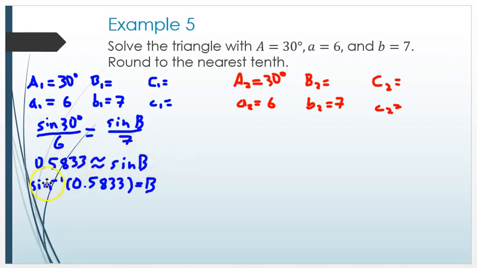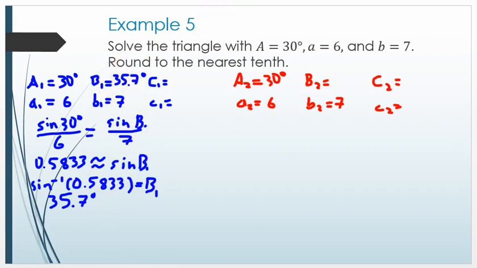So then you need to take sine inverse of that number in your calculator. So hit sine inverse of the previous answer using that ANS key. I got 35.7 degrees for angle B. Now remember, this is just angle B in the first triangle, so it's always good to use the subscripts and not lose track of which value you're solving for here. So 35.7 is the angle B for the first triangle.